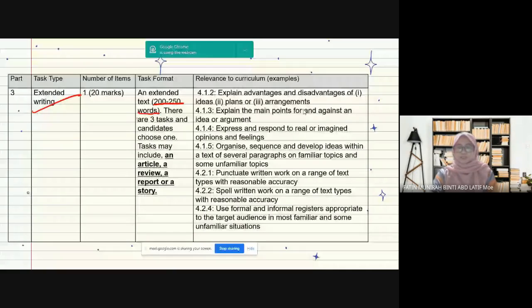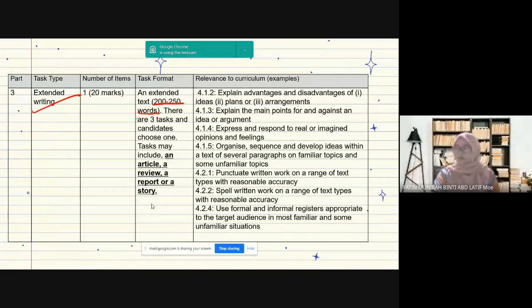Okay, so last one, whether you can use formal or informal register, whether you can differentiate what type of essay that you want to use formal words or what type of essay you can use informal words. So to know, penting untuk awak tahu the format, especially for article, review and report. Apa format yang ada. Okay, so I hope you understand on part 3.